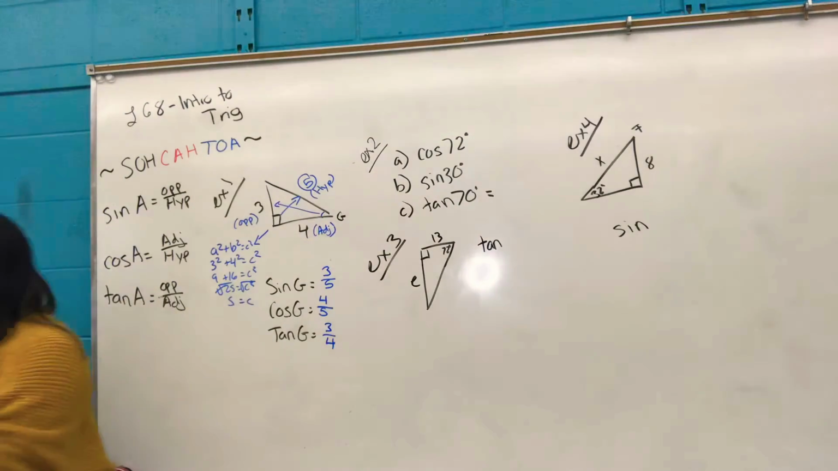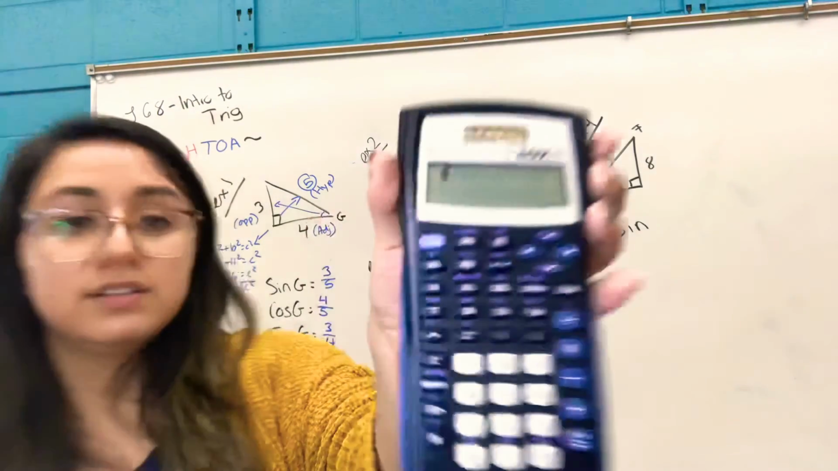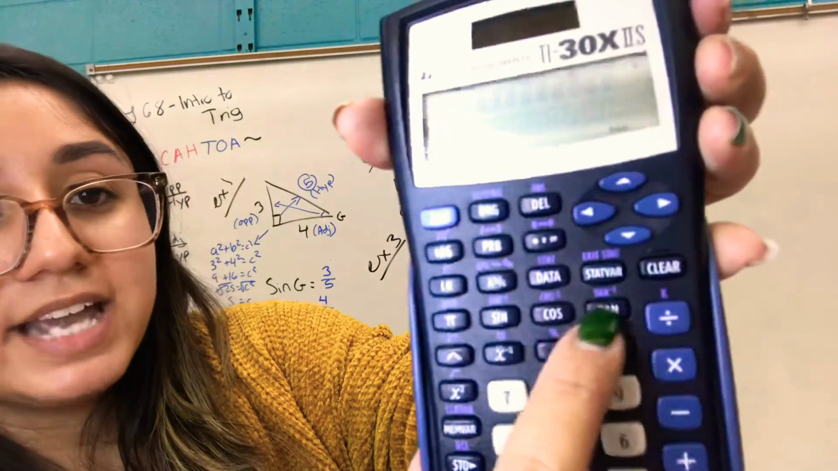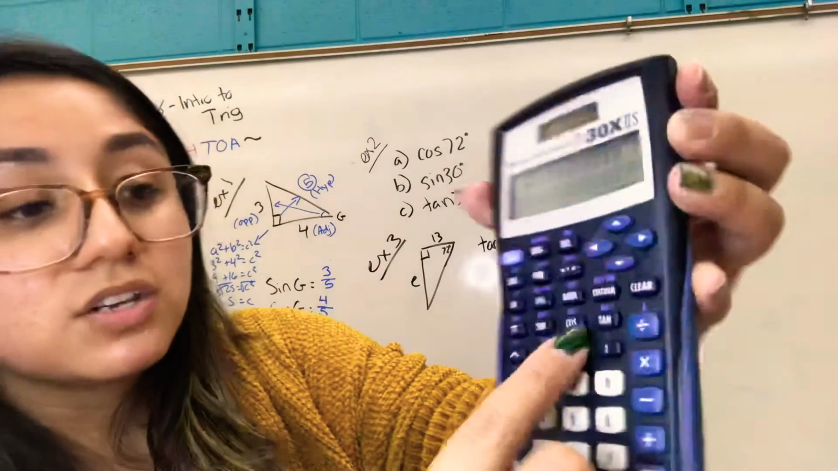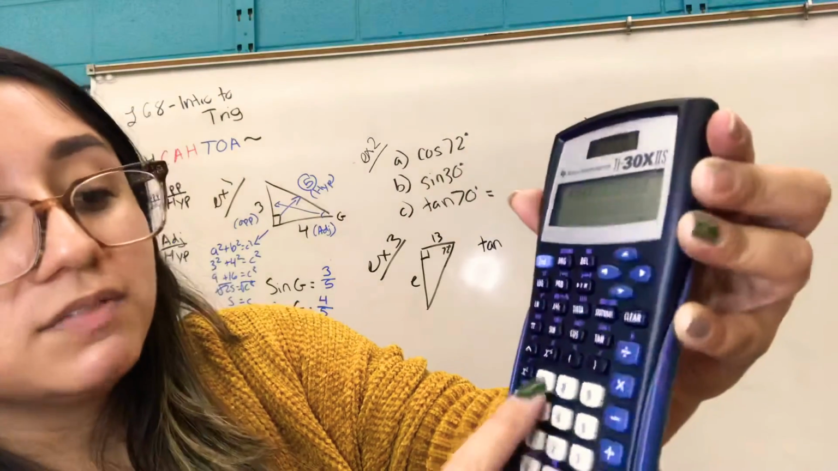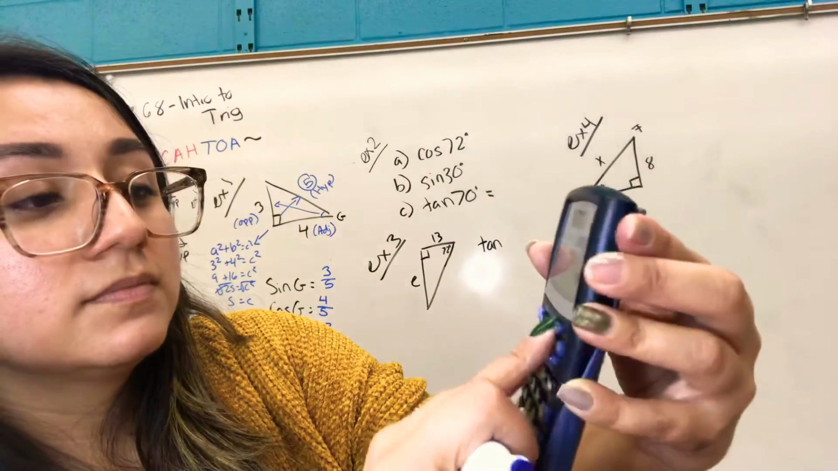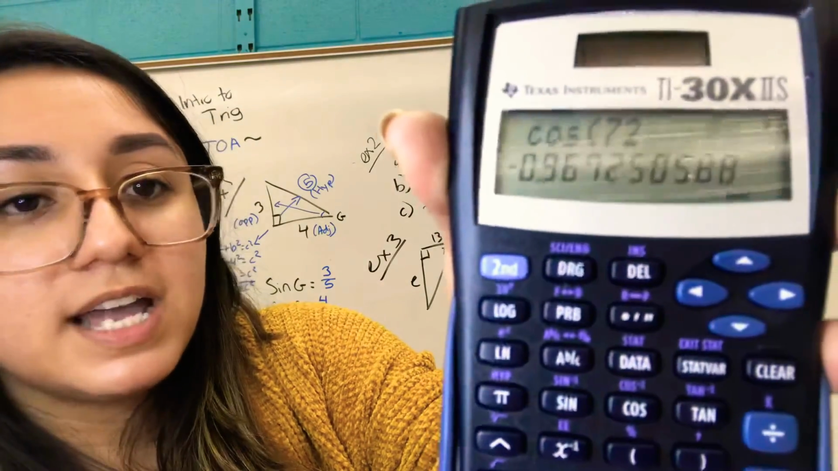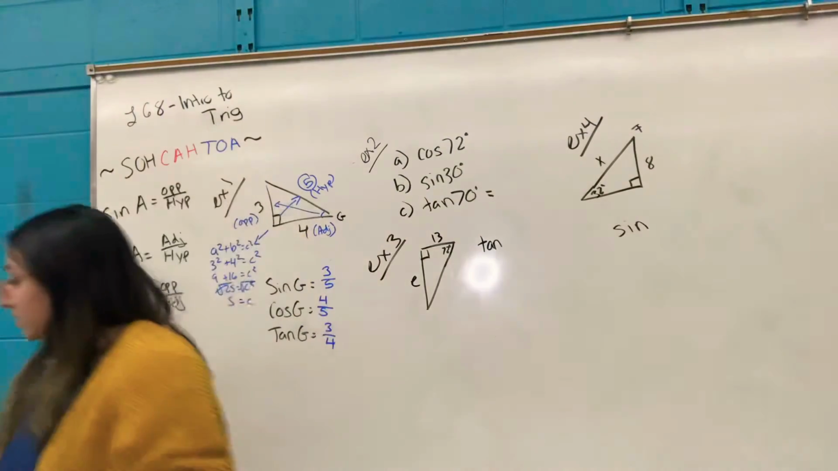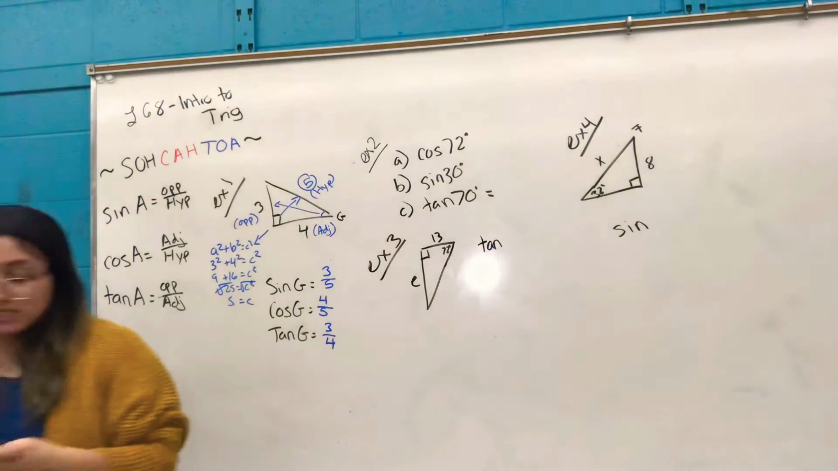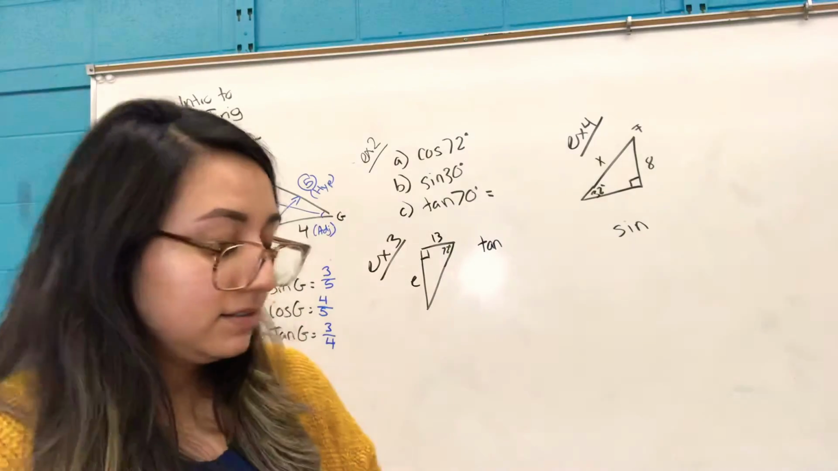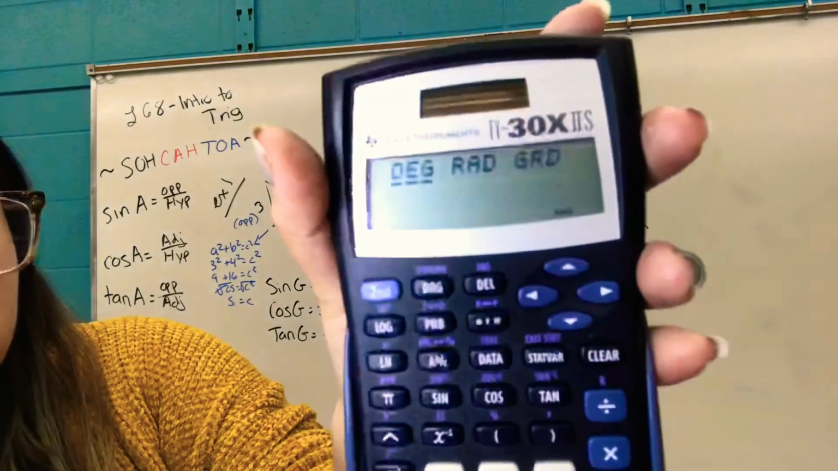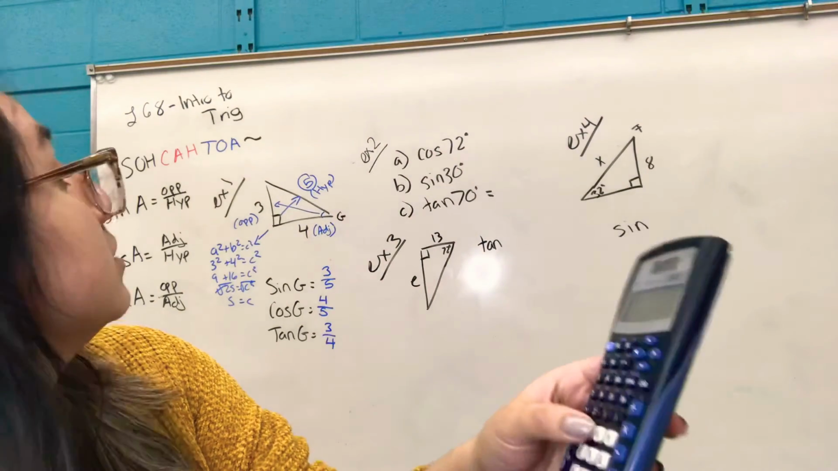Example 2. This is where we include the calculator. If you look in your calculator, whether it's Texas Instruments or not, you have a whole row of sine, cosine, and tangent. So for the first one, the cosine of 72 degrees. You don't have to put degrees, just 72. You're going to have 0.9, etc., etc. And in this case, I think I have it in radians. So make sure your calculator's in degrees. I was doing radians for a different class. So degrees. And then put cosine of 72.